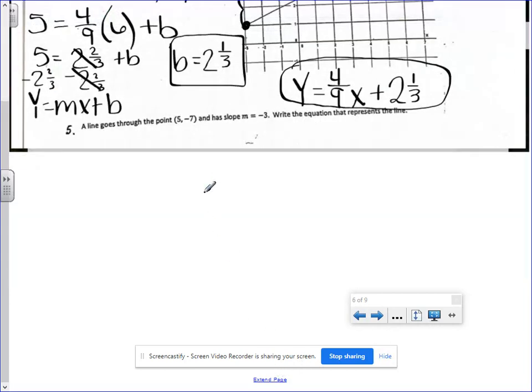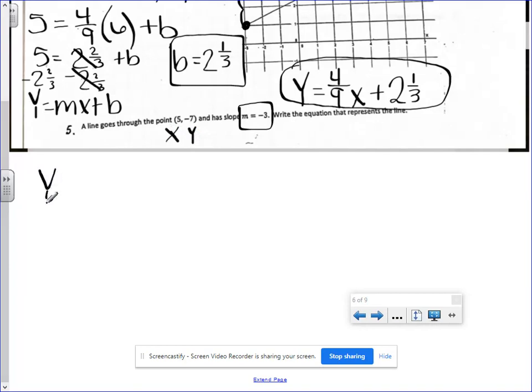All right, this is very similar to what we did Friday as well. They don't give you a graph to find the slope. They just give you the slope. They tell you it's -3. So I'm going to circle that -3 because that's really important. Then they give you a point. So this is going to be my X and this is going to be my Y.